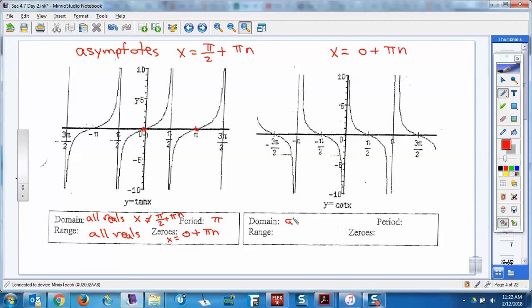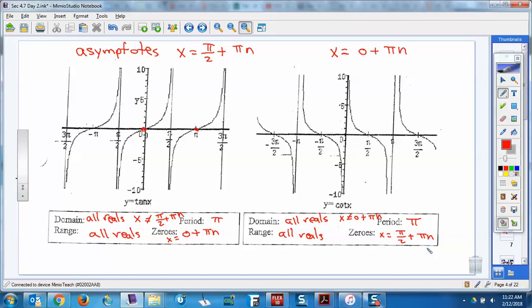Okay? So the domain on cotangent is all reals, except where the asymptotes are. The asymptotes start at 0 and go every pi units. So x cannot equal 0 plus pi n, all those multiples of pi. The range, again, is all reals. The zeros are where the asymptotes of the other one are. The zeros are at pi halves, 3 pi halves, so the zeros are at pi halves plus pi n. And the period, of course, again, on that one is pi.